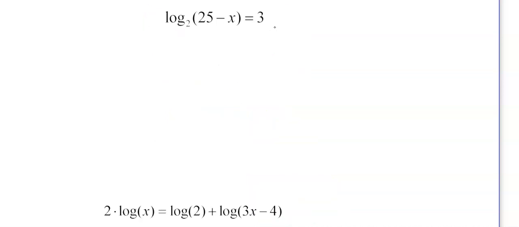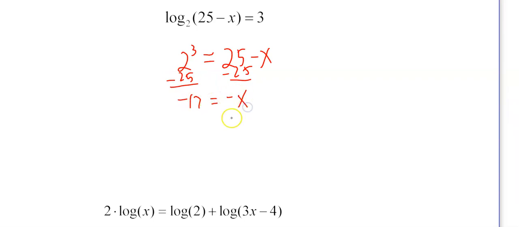Let's try this one. So this is in log form, so we put it in exponential form. 2 to the third equals 25 minus x. We're going to solve that. Subtract 25. So 8 minus 25 is negative 17. Divide by negative 1, you get x equals 17. If you plug that in, 25 minus 17 is 8. That's positive. I think that's going to be an answer. As long as we didn't make a mistake, you can always check it. Log base 2 of 8 is equal to 3, so that works.